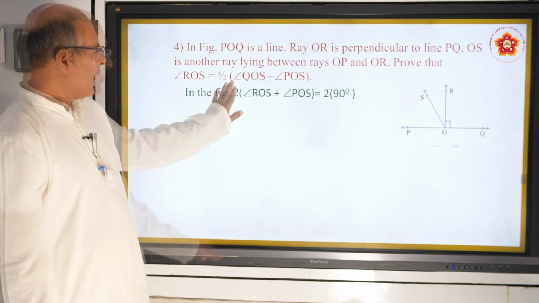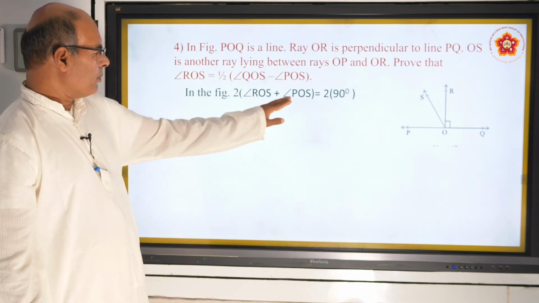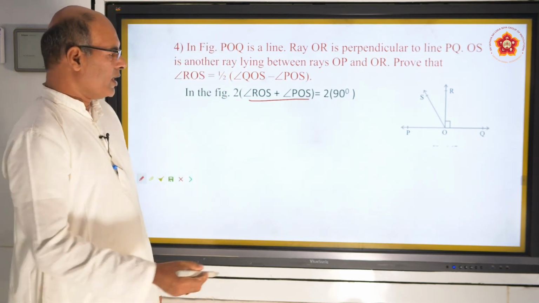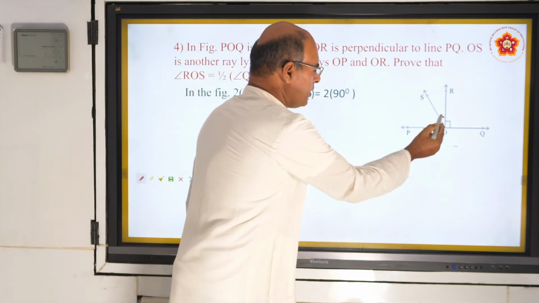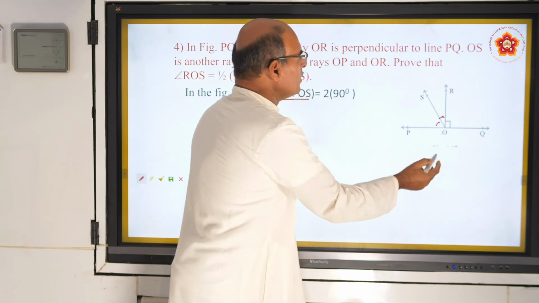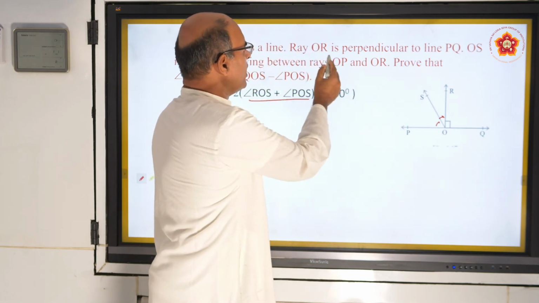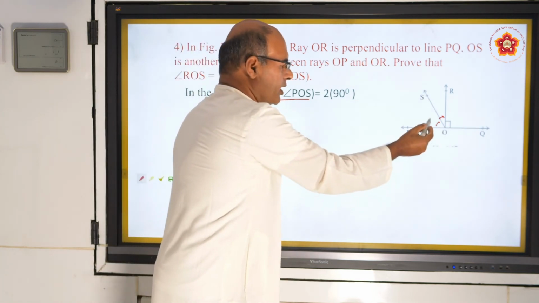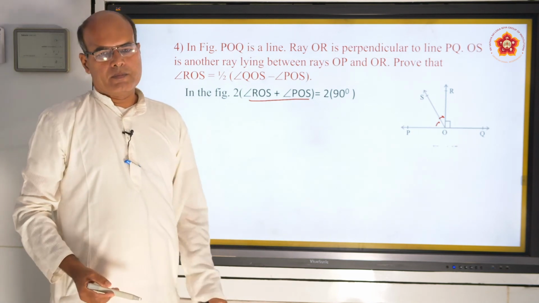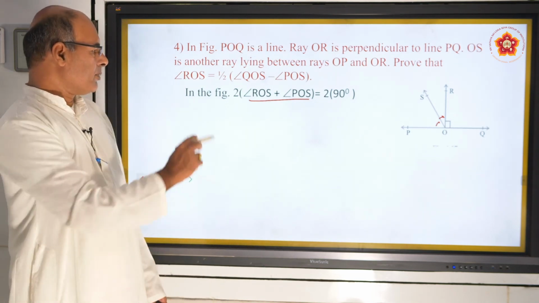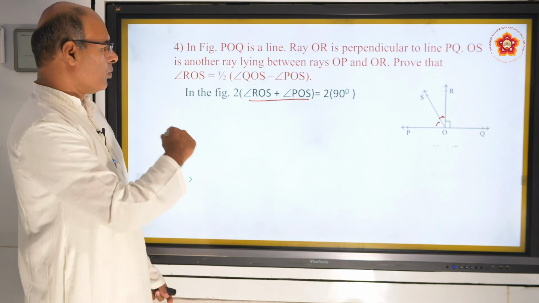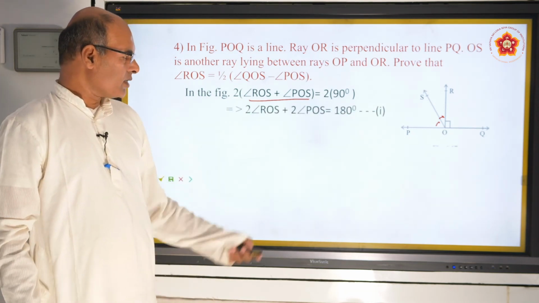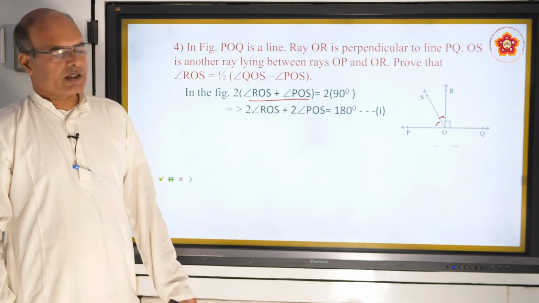So look at here. Angle ROS plus angle POS. So don't consider this 2 now. Look at angle ROS plus POS. ROS is here, POS is here. It is given that OR is perpendicular to PQ. Therefore, the sum of these two angles is equal to 90 degrees. If I multiply both sides with 2, we get 2 times ROS plus 2 times POS is equal to 2 times 90, that is 180 degrees.